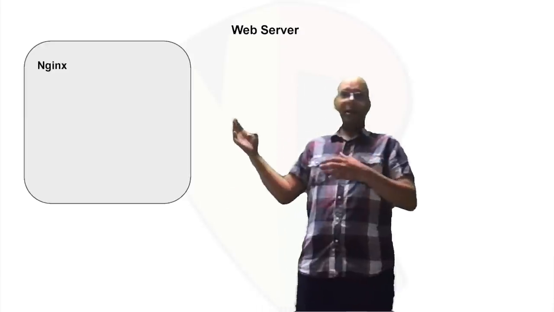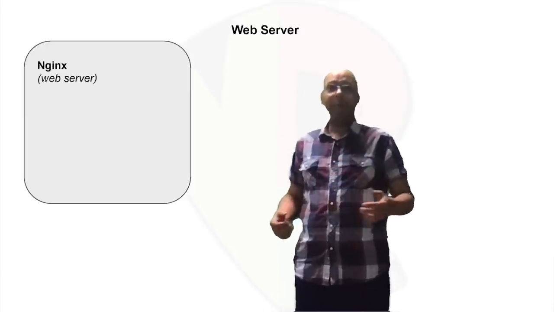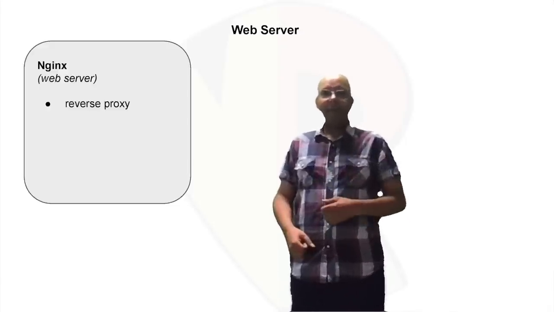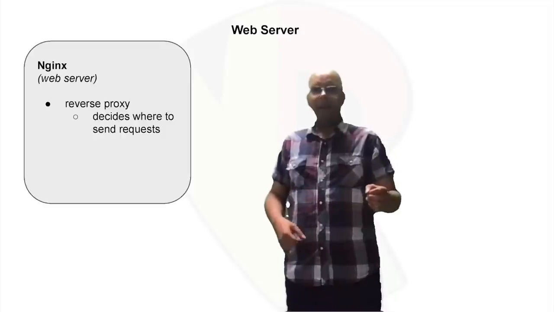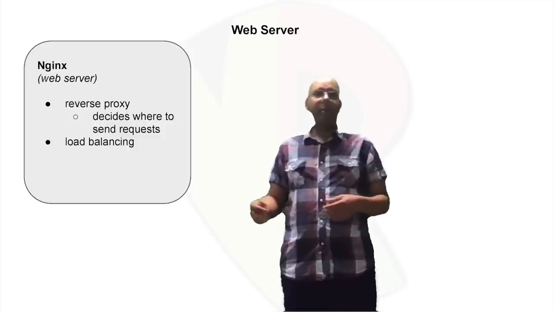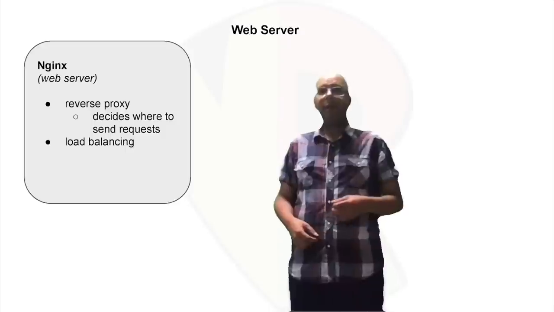We're using Nginx for this example. Nginx is a web server. It acts as a reverse proxy. That just means it takes the request from the client and decides where it goes. It has load balancing to make sure that the requests are distributed fairly and we don't have any bottleneck.